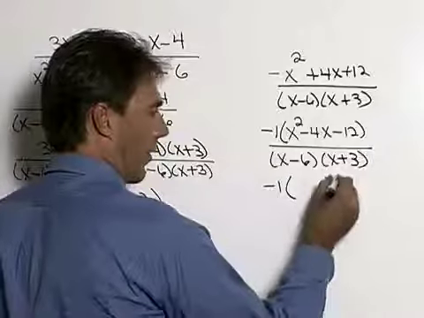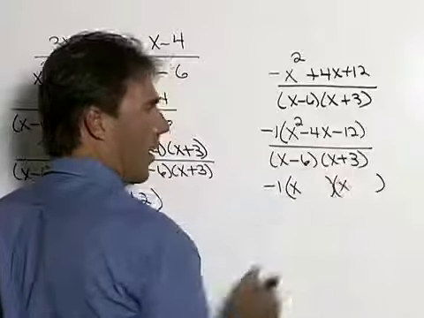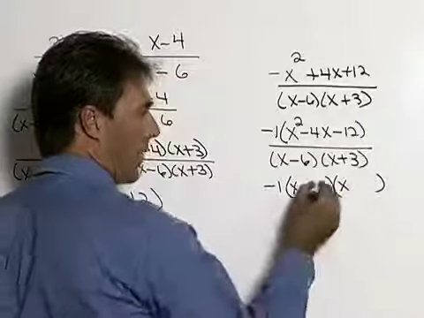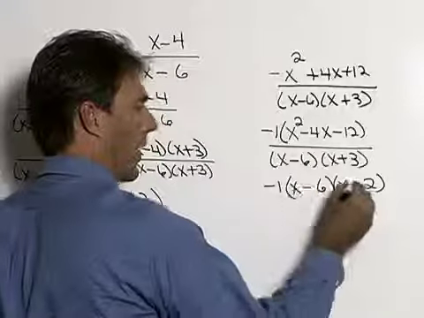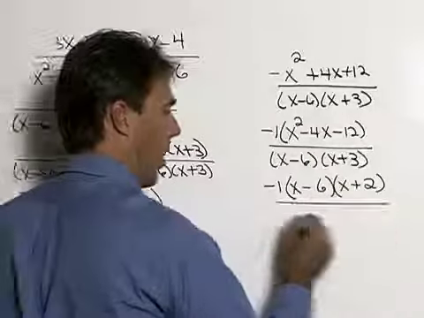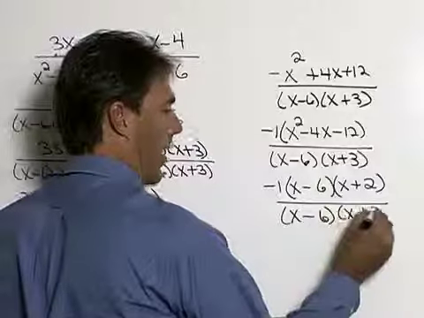Now we're ready to factor. Factors of x squared will be x and x. The factors of 12 that will give me a difference of 4 will be 6 and 2. Will be negative and positive, over our common denominator of x minus 6 times x plus 3.